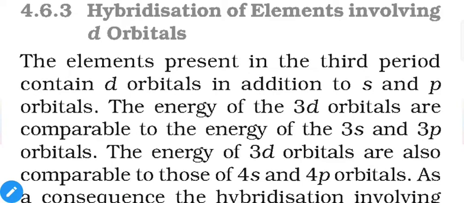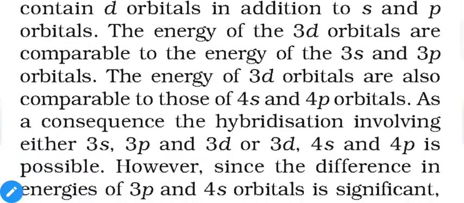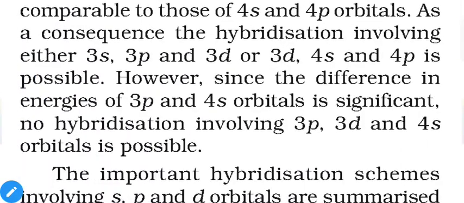That means they have comparatively less difference in their energies. But still, the energy of 3s will be lower than 3p, and the energy of 3p will be lower than 3d. So the energies of these orbitals are comparable, and that's why, as a consequence, hybridization involving either 3s, 3p and 3d, or 3d, 4s and 4p is possible.